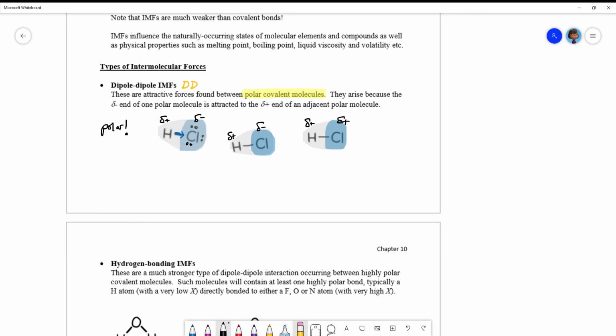Now, the dipole-dipole interactions between these molecules come about because the negative end on one molecule, over here, the chlorine, is being attracted to the positive end, the hydrogen end, of the adjacent molecule. Same thing over here, chlorine end of one attracted to the hydrogen end of the other. And so what does this represent here? Well, this represents our dipole-dipole intermolecular forces, is what this is representing here and here, that are keeping these molecules together. So that's the first type of intermolecular force.